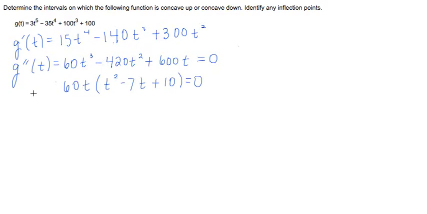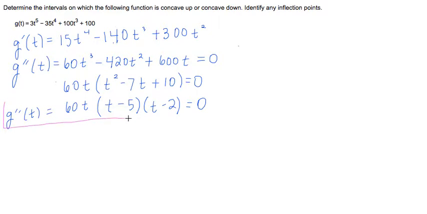Now I'm going to keep factoring. It looks like if we do t minus 5 and t minus 2, that should work just fine. That's my fully factored version of the second derivative, so let's circle that. Then setting each of those 3 factors equal to 0, don't forget the t, we're going to get 0, 5, and 2. Those are possible inflection points.